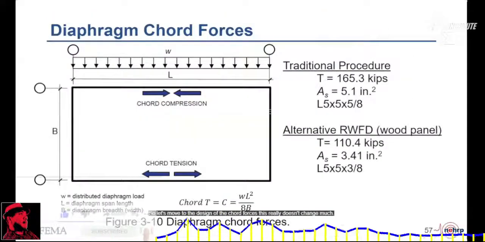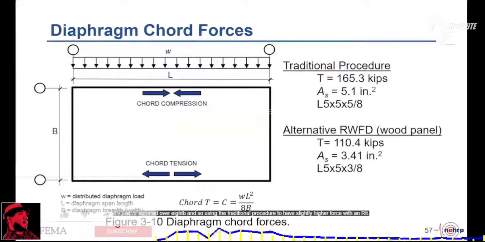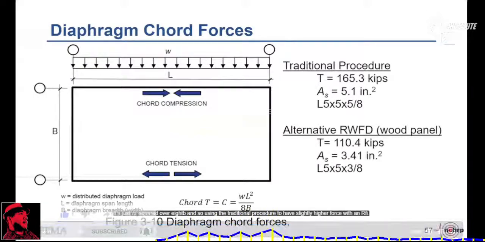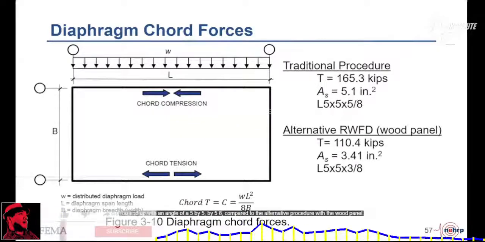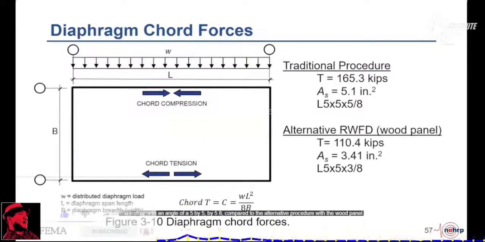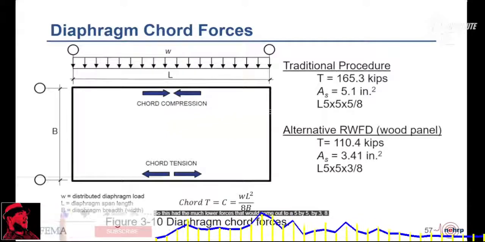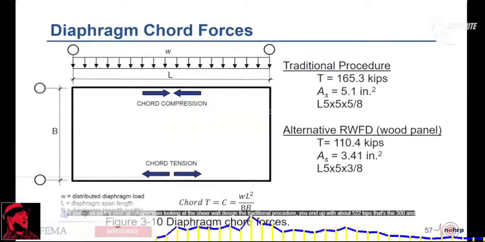So let's move to the design of the chord forces. This really doesn't change much. It's just WL squared over 8B. And so using the traditional procedure, you have slightly higher force with an R of 5. You end up with an angle of 5 by 5 by 5/8 compared to the alternative procedure with a wood panel. So this had much lower forces. That would come out to a 5 by 5 by 3/8. So there's a potential you'd have a smaller chord using this procedure if you're not on the peak of the spectrum.